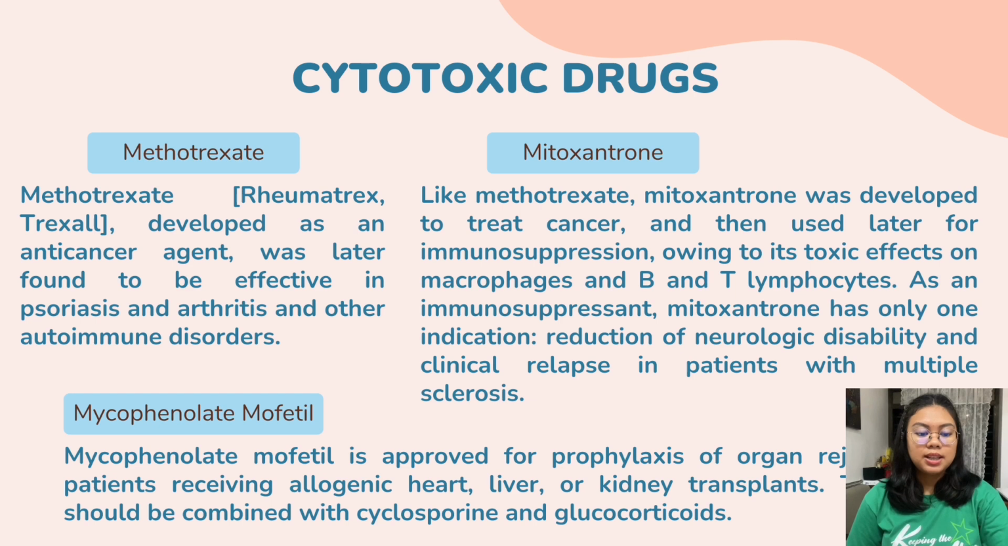Next, for the cytotoxic drugs, is methotrexate. It was developed as an anti-cancer agent, but was later found to be effective in cirrhosis, arthritis, and other autoimmune disorders. Next is mitoxantrone. It was developed to treat cancer and then used later for immunosuppression owing to its toxic effects on macrophages and B and T lymphocytes. As an immunosuppressant, mitoxantrone has only one indication: reduction of neurologic disability and clinical relapse in patients with multiple sclerosis.